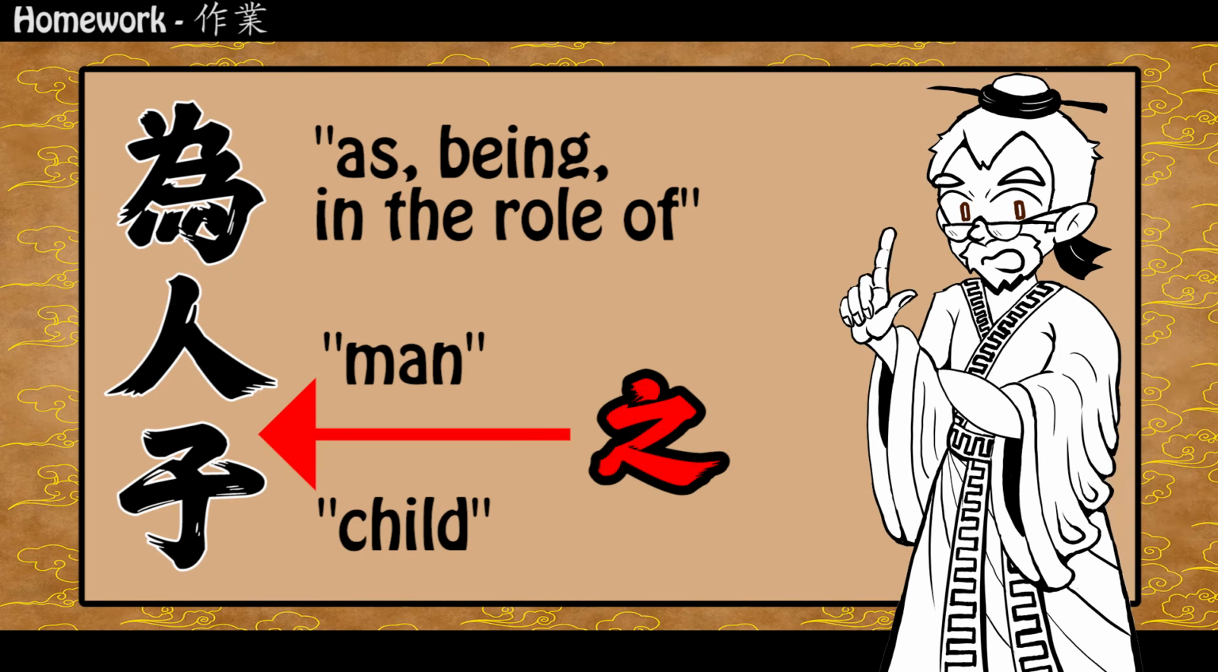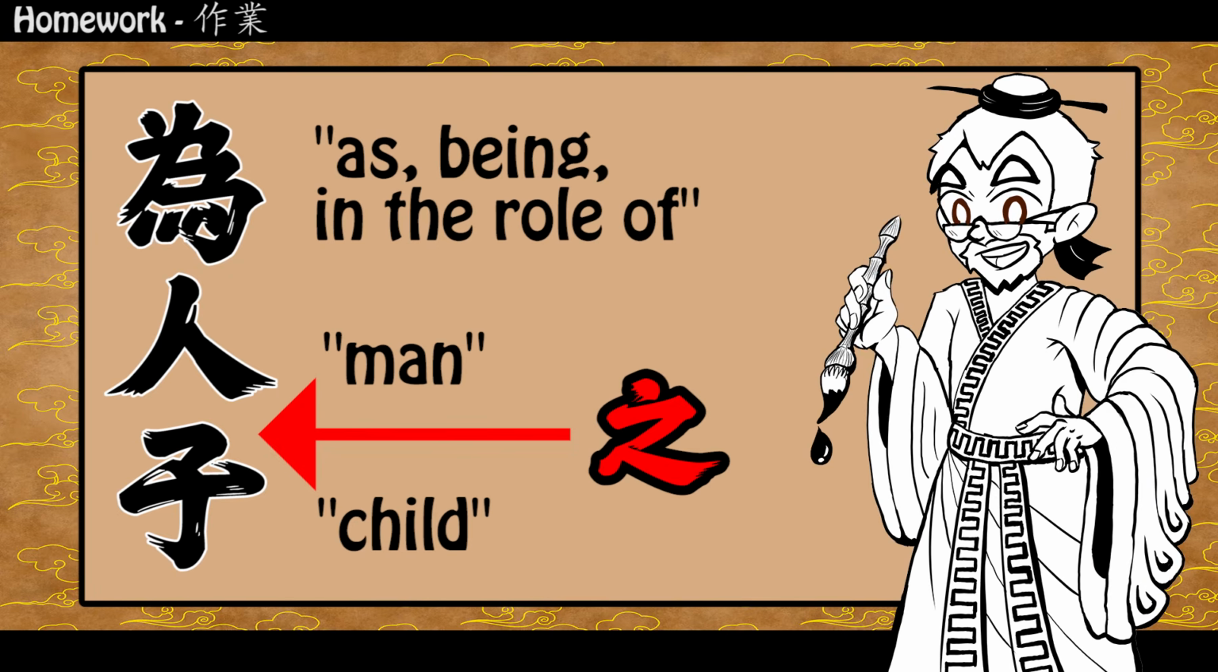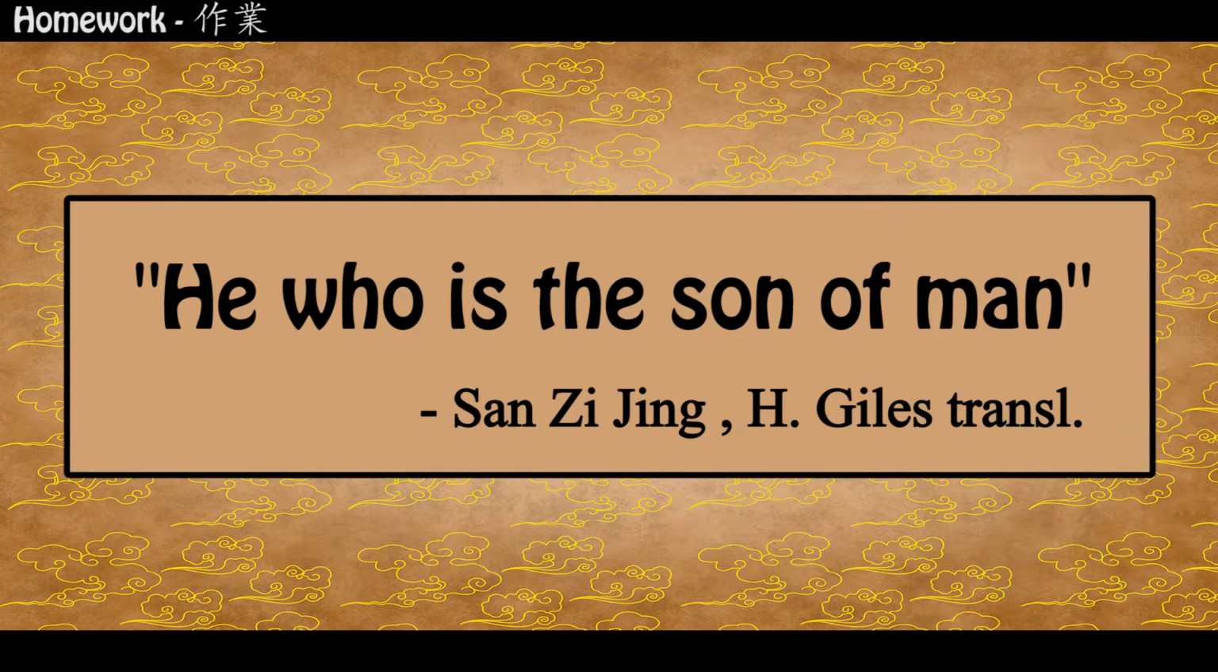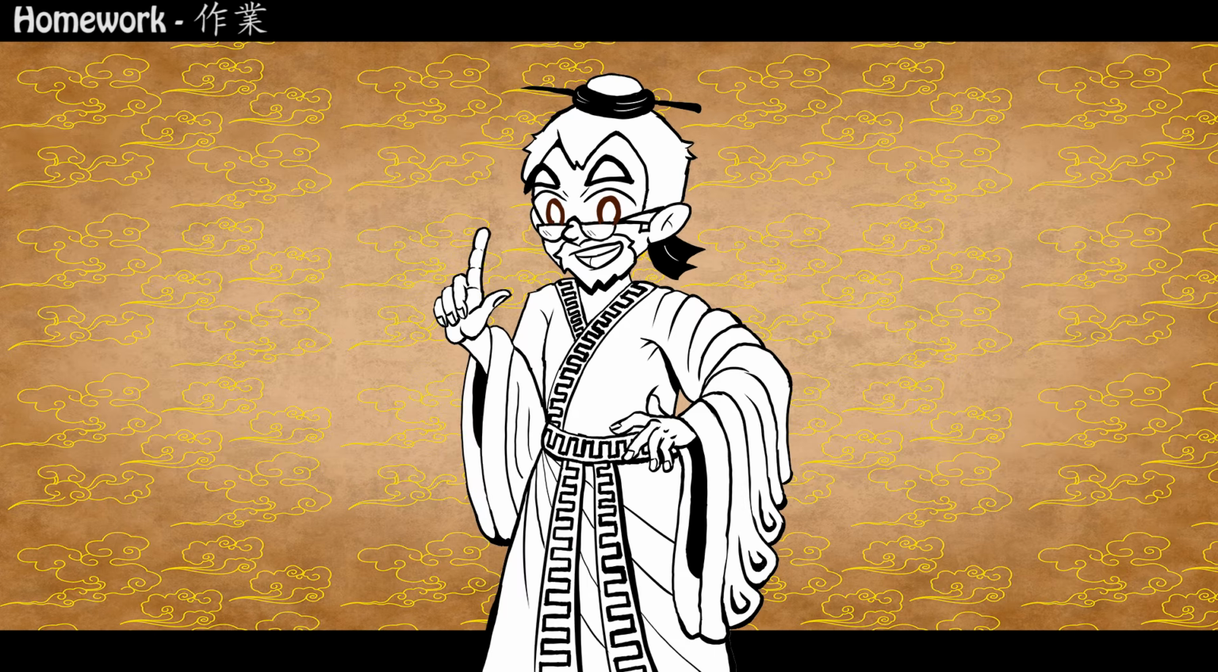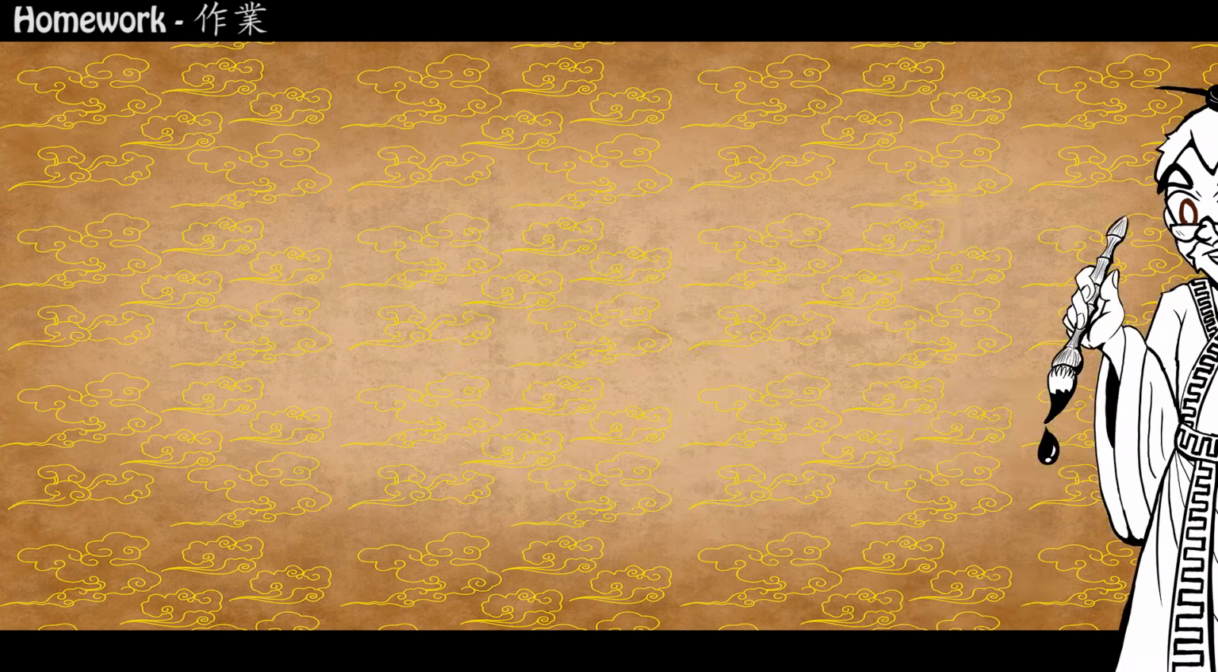However, there is an unseen zhi hiding between ren and zi, and together with wei, we thus get being or in the role of a human child. I think Herbert Giles' oversetting is quite trim and fitting. He who is the son of man, although I myself might slim it down to as the son of man. Hopefully this clears things up for everyone, but if not, I'll be happy to go into autistic detail in the comments. Now that that's over and dusted with, let us get into the meat and earth apples of today's lesson.